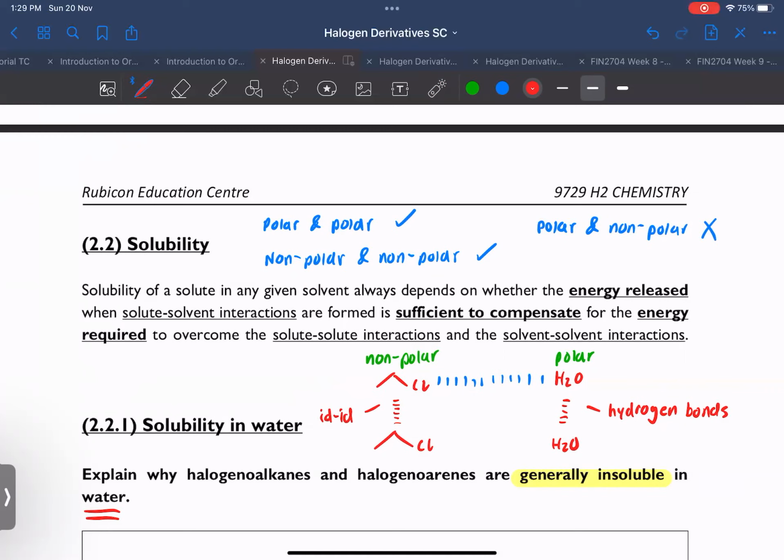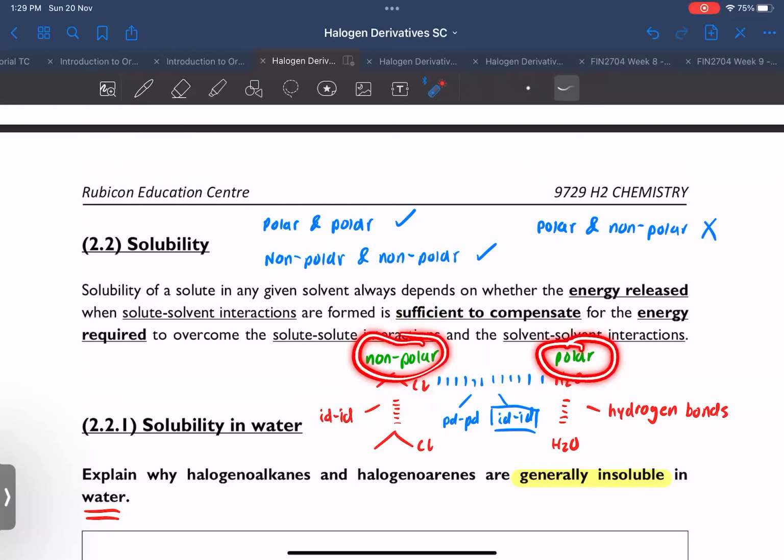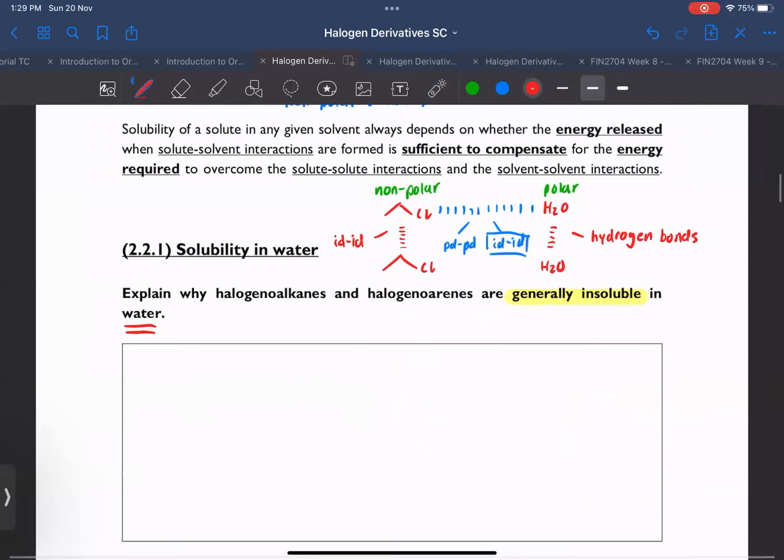So if you take a look over here, what's the interaction between a halogenoalkane and water? This one is a little bit more flexible. You can mention two different answers. Here, the blue one, you tell me PDPD or you tell me IDID is fine, but I suggest you stick to IDID because we already mentioned that we are using the non-polar part of the molecule to interact. Non-polar and polar, not compatible, so use IDID instead. So this is an acceptable answer. Okay? So let's just write down the full explanation in words.